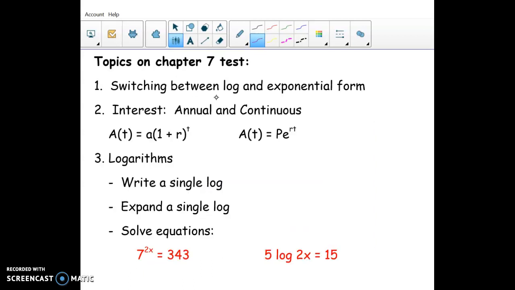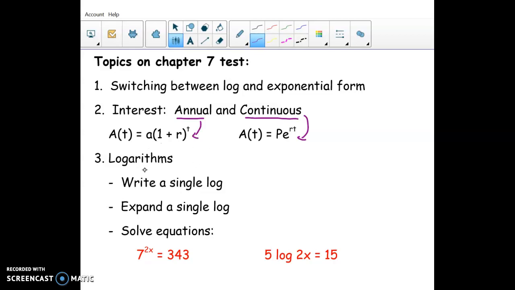What's on the Chapter 7 test? But the huge thing, again, we've talked about switching between the two log and exponential forms. You have to know how to do that. The interest, remember there's two different interest formulas. If it says continuous interest in the problem, you'll be using this interest formula, and if it doesn't, you can just assume that it's annual interest, this formula here.